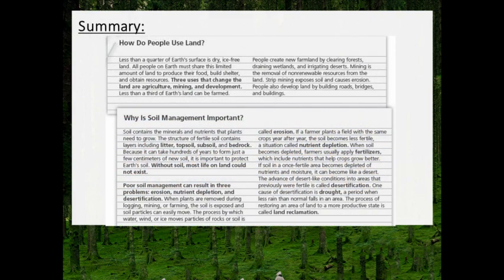For the summary of the lesson, how do people use land? You can read it. It is flashed already. And why is soil management important?